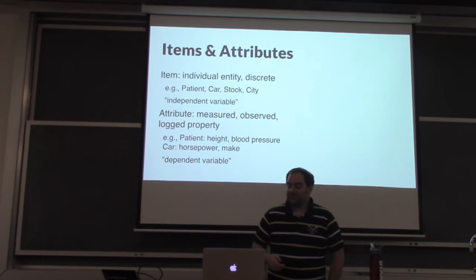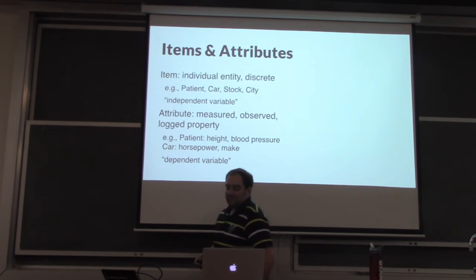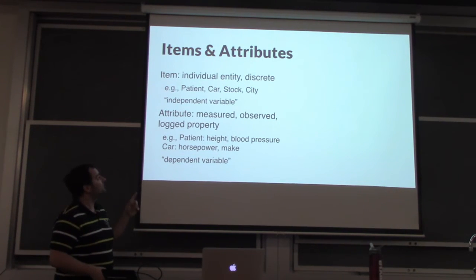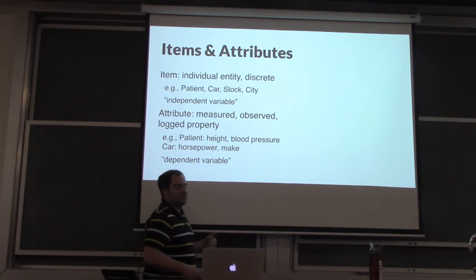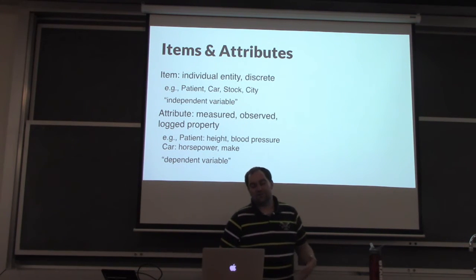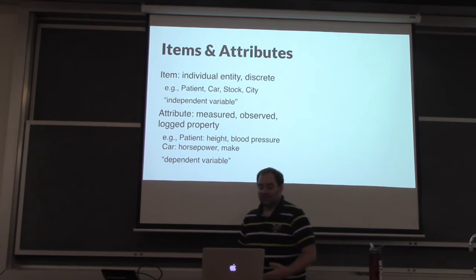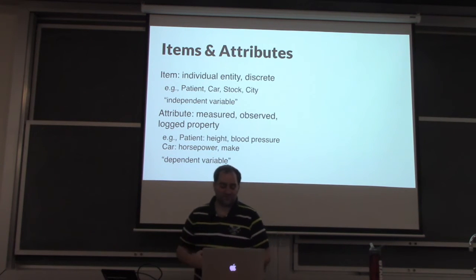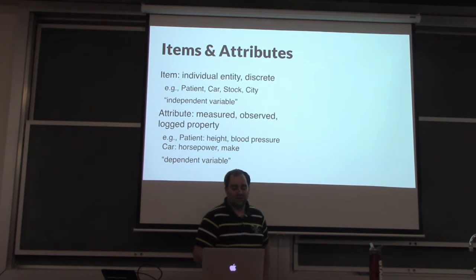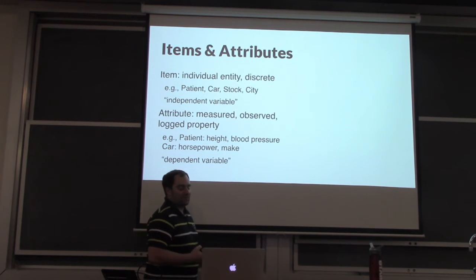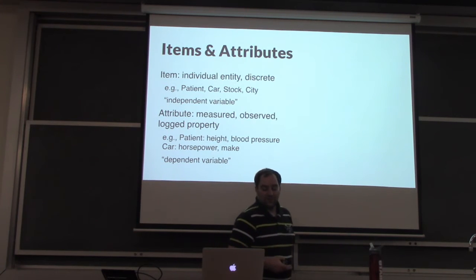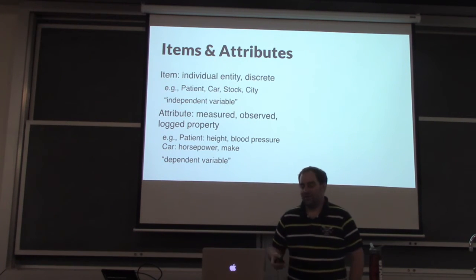And there's a difference between items and attributes, and I also like to think of these as independent and dependent variables. The item is an individual discrete entity. For example, a patient, a car, a stock, a city. And the attribute is something that is measured for this particular item, or for this independent variable, something logged. So for the patient, that would be the height or the blood pressure. For a car, that would be the horsepower or the make.